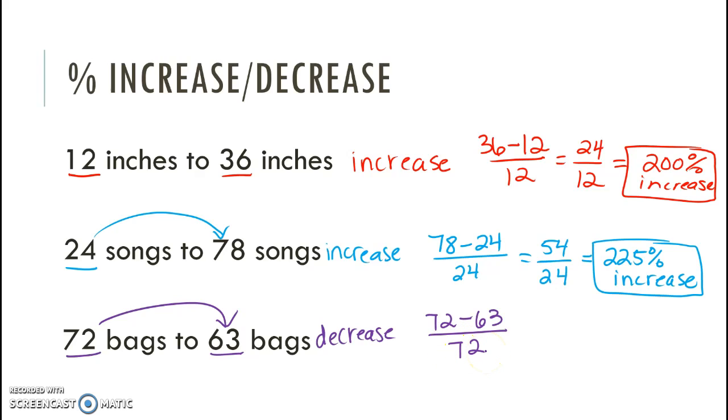So we're going to take 72 and subtract 63 from that, and we should get 9 over 72. Again, we're going to divide that, and we can use a calculator. 9 divided by 72 gives you 0.125, and we have to move that again 2 spaces to the right. Move our decimal place twice to the right. So you should get 12 and 0.5% decrease.